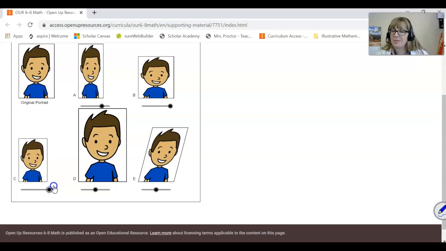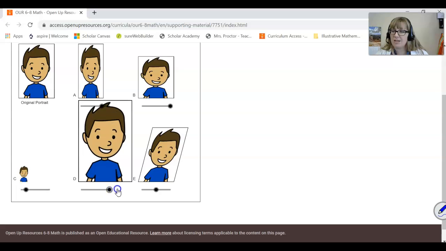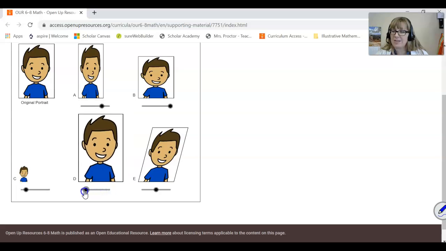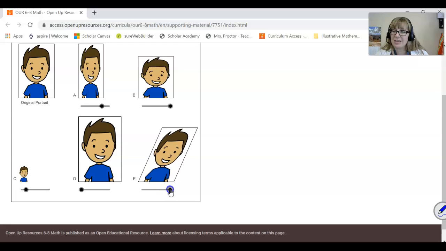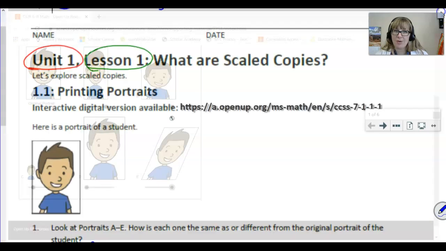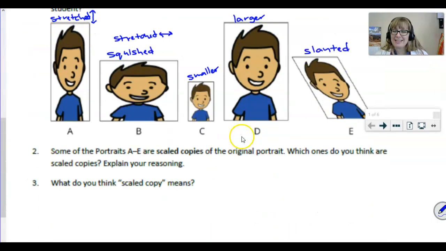This one is changing in both directions. It's getting taller at the same time that it's getting wider. And we see the same behavior here. It's getting taller and wider at the same time and at the same rate. And this is just getting even more slanty. And so hopefully that also helps to solidify what it is that we're talking about. And it leads us into the next question.